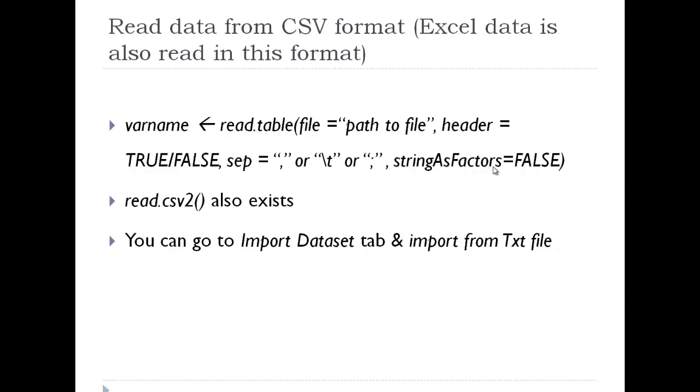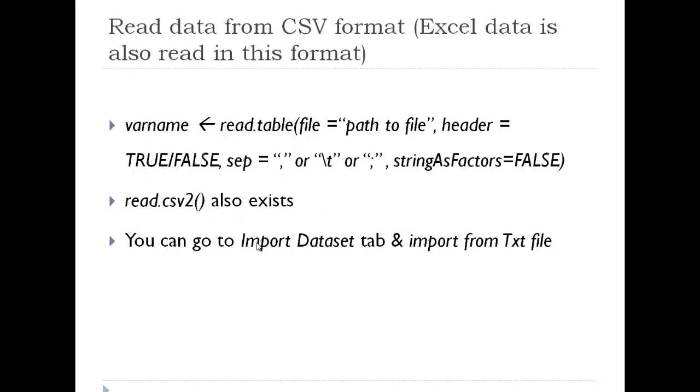Then stringsAsFactors is equal to false. This is done so that whenever the table is read into a data frame, the strings are not converted to factors, which unnecessarily takes up a lot of memory. So to avoid that, we just use this command. Read.csv2 also exists, which is of similar format.